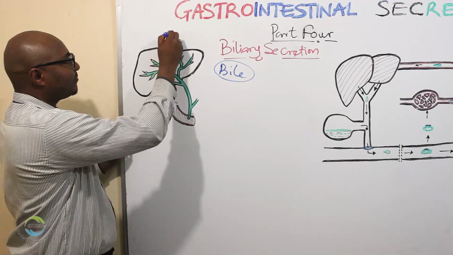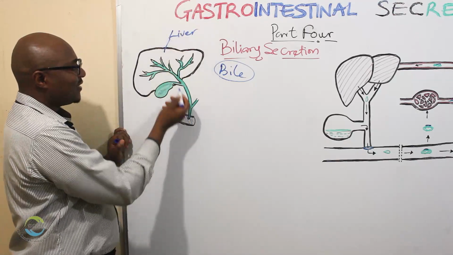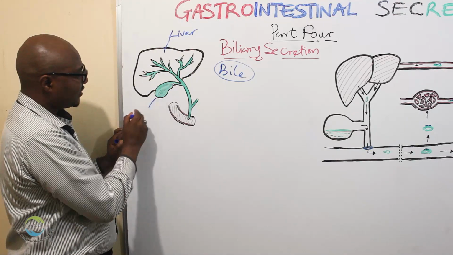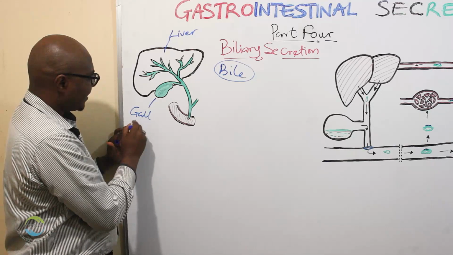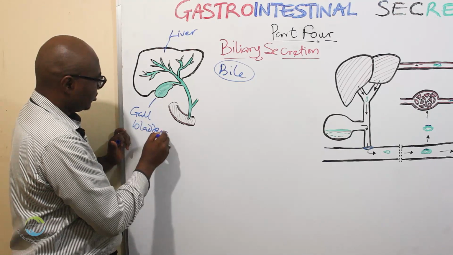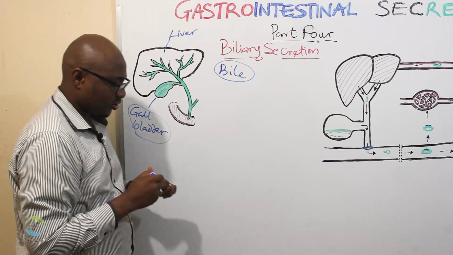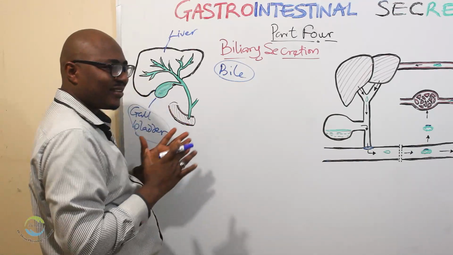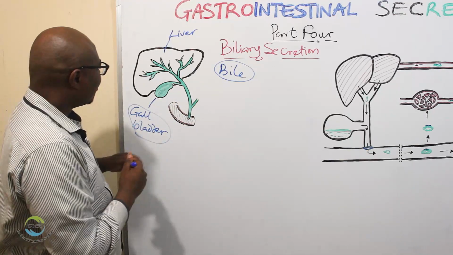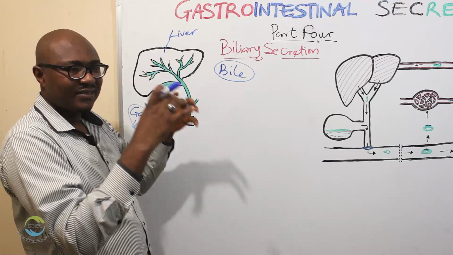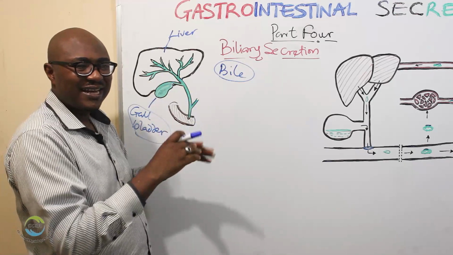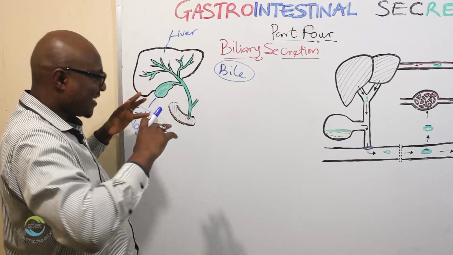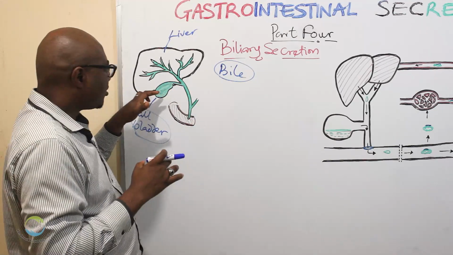So this is the liver. Then it is transported to the gallbladder. This is the gallbladder. That's why in physiology and anatomy, we don't just say bladder, because there are different kinds of bladder. You have gallbladder, you have urinary bladder. So this is where the bile is mainly concentrated and acidified. It's acidified there and concentrated in the gallbladder.